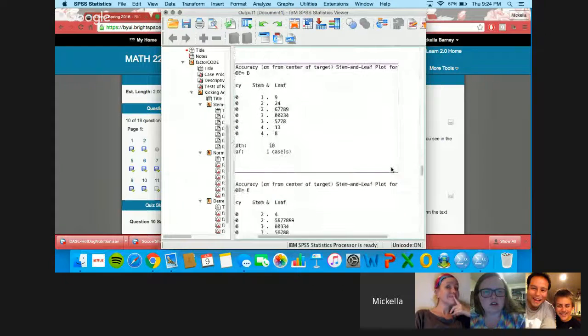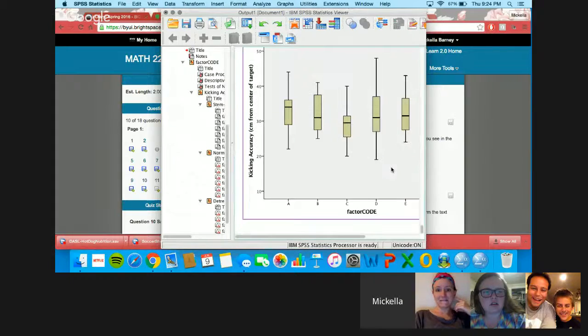Okay, wait, hang on. Dependent list is what? The kicking accuracy. Factor list is factor code. Okay, and how do you... Okay. And label cases by, or no? I don't think so. I didn't write anything down about that.